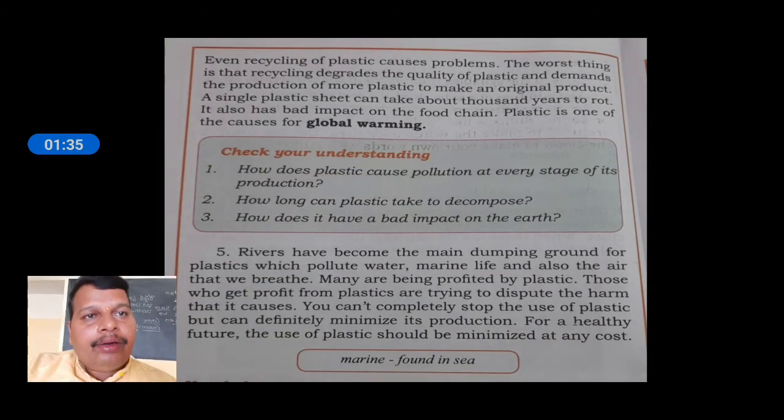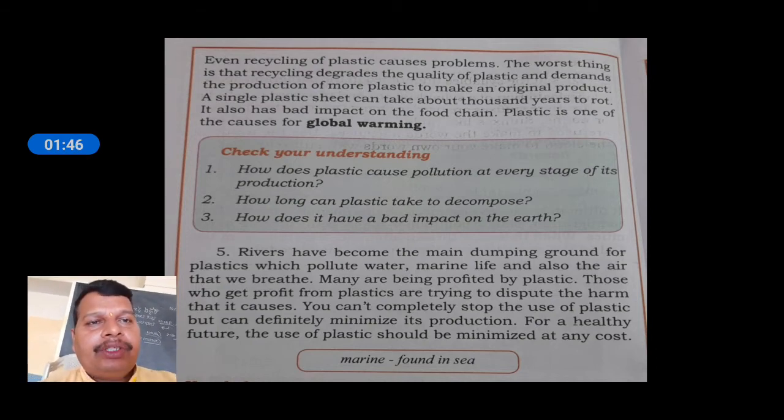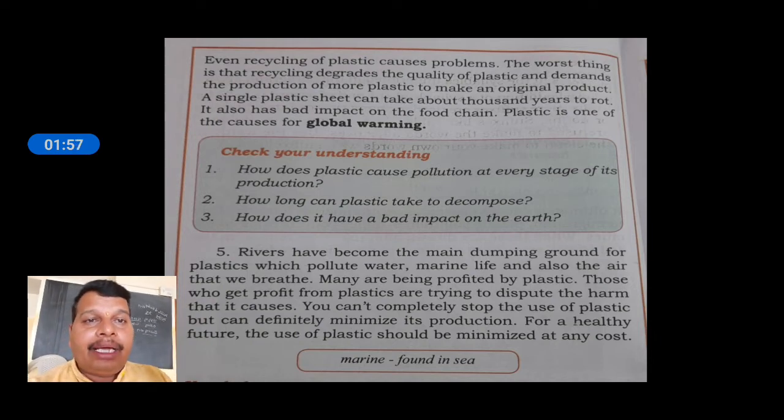Even recycling of plastic causes problems. The worst thing is that recycling degrades the quality of plastic and demands the production of more plastic to make an original product. A single plastic sheet can take about 1,000 years to rot. It also has an impact on the food chain. Plastic is one of the causes of global warming.